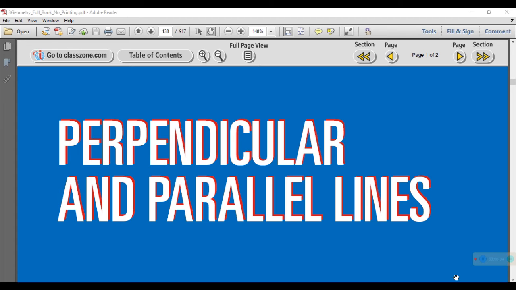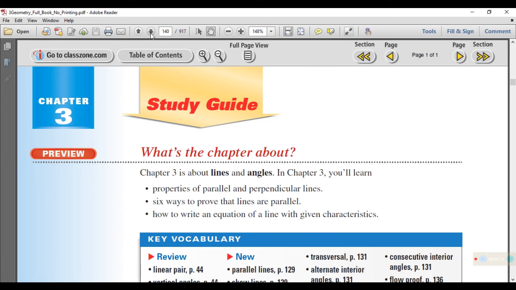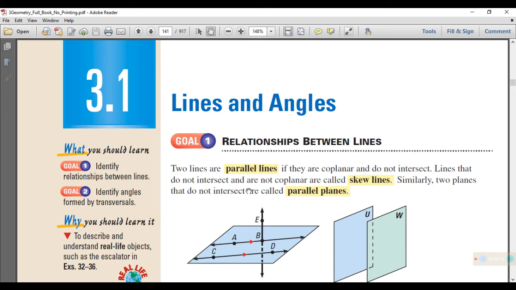This is Miss Rena, and for today's video discussion, we are going to talk about perpendicular and parallel lines. So, chapter 3 na tayo. We will start our discussion with lines and angles. When do we say that two lines are parallel? Dito medyo familiar na kayo.